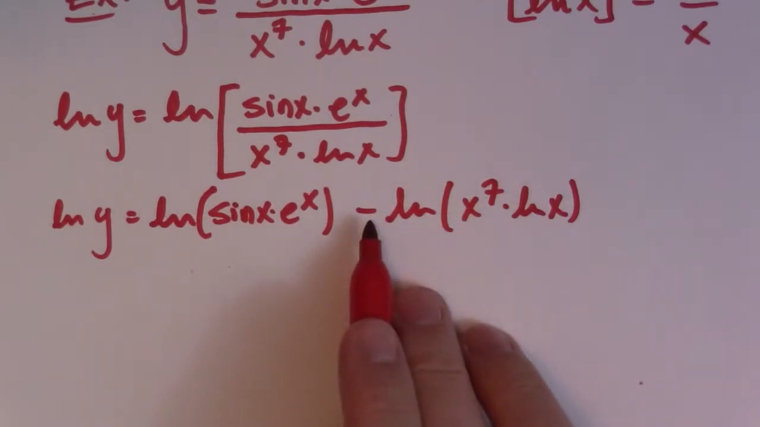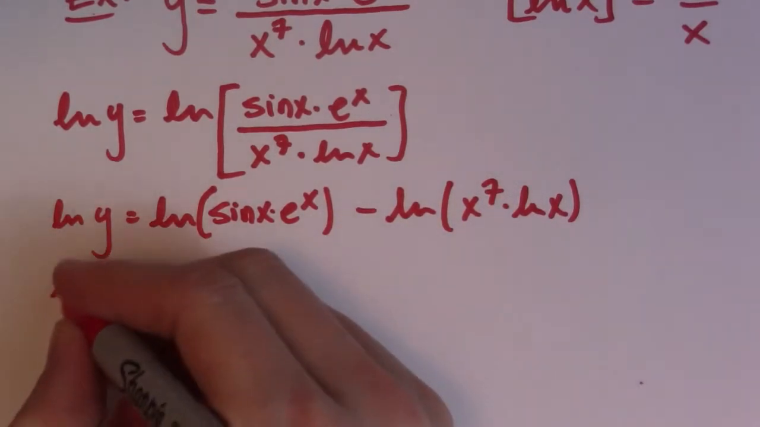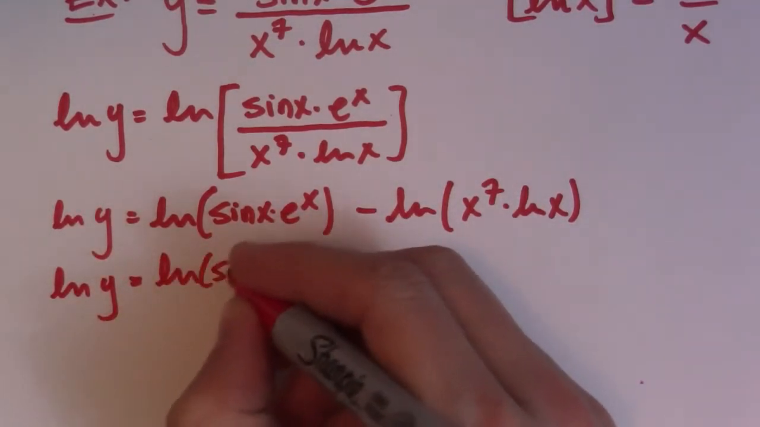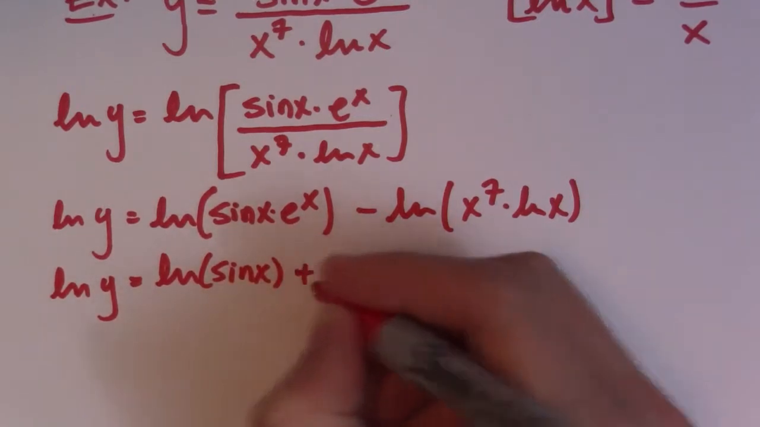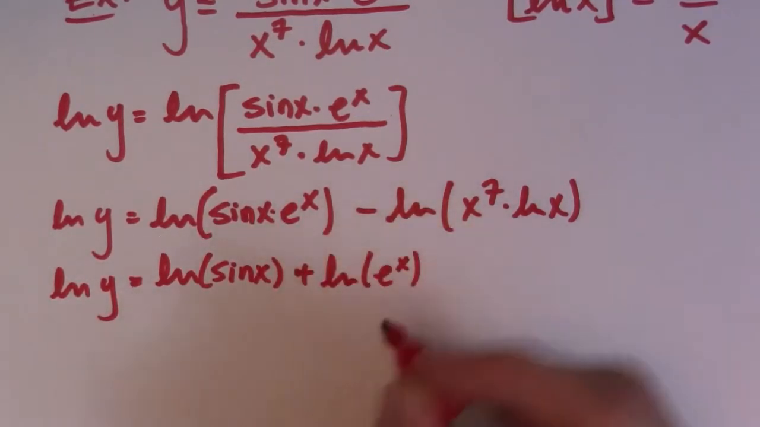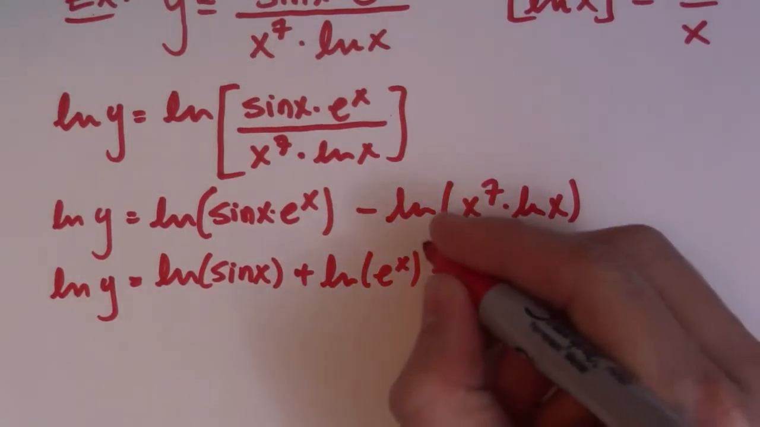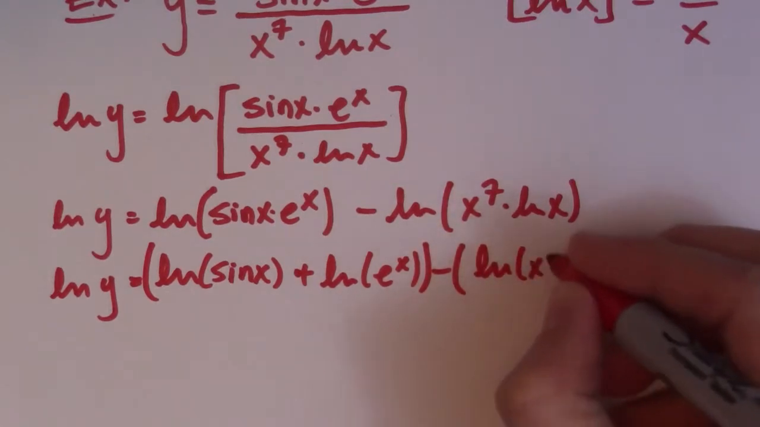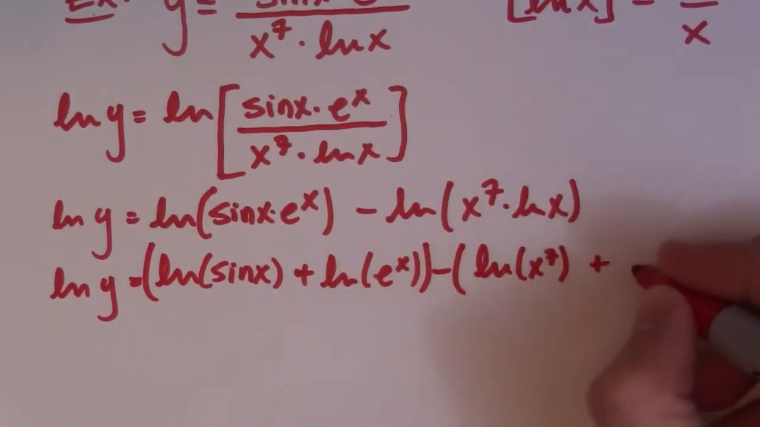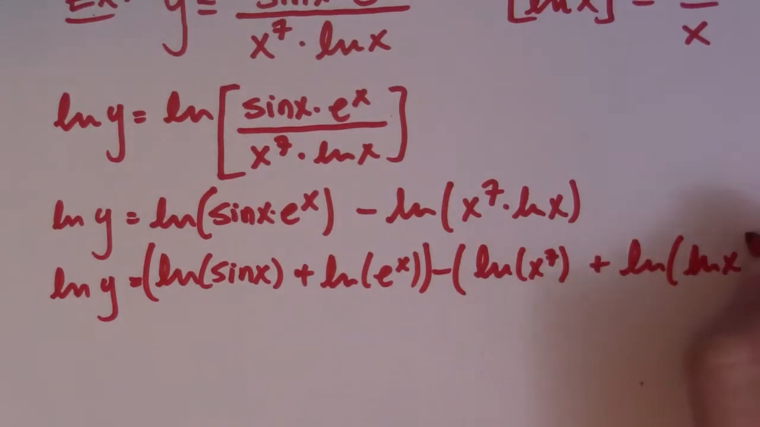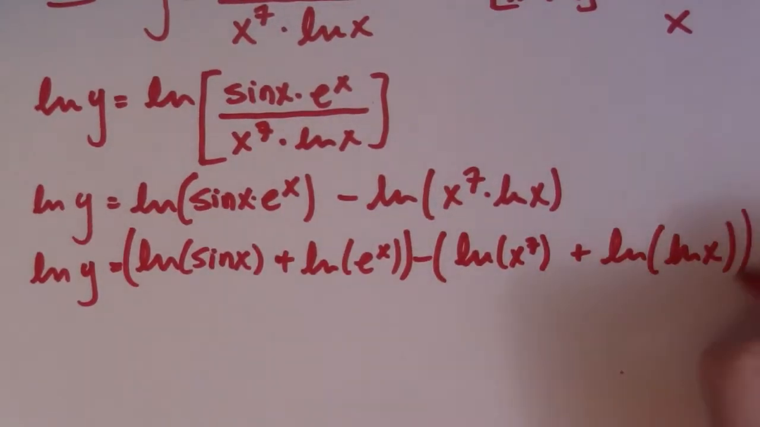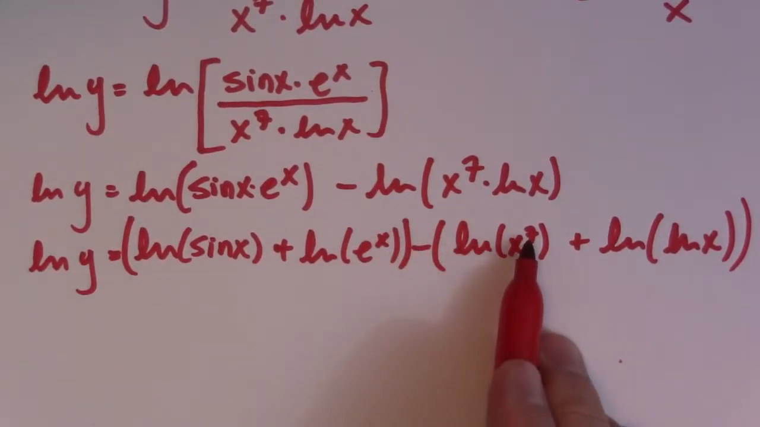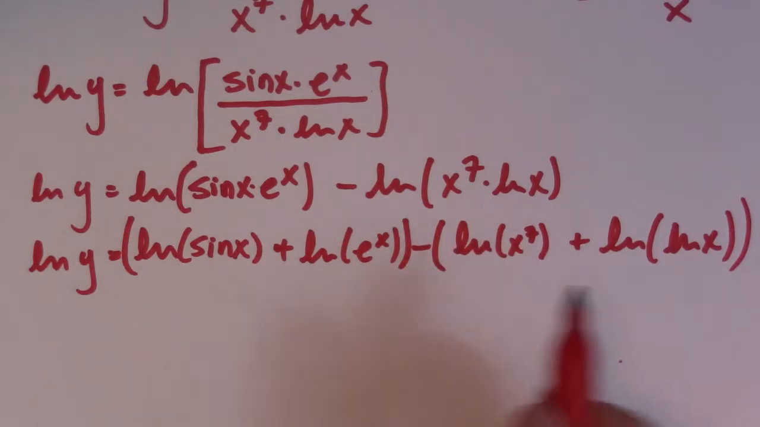The only thing we have to be careful of is this subtract symbol right here, so we're going to use brackets. So ln of y is equal to ln of sine x plus ln of e to the x, so we separate it with a plus sign, and minus, so add some brackets around this, ln of x to the 7 plus ln x, just like that, and then an end bracket. Now what I need to do is use my exponent rule for when I have exponents inside a log function: we can take it out and multiply the log.